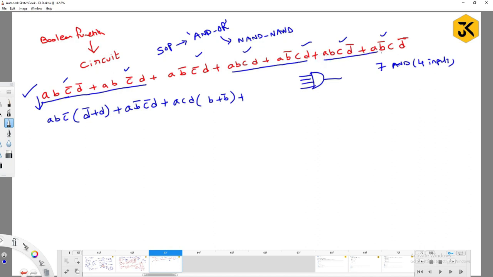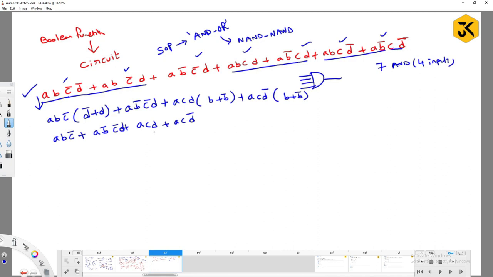From these two, can I take anything as common? A, C, D bar. If I take A, C, D bar, you get B plus B bar. Finally, you can write, right? D plus D bar means what? 1. So you get the expression A B C bar, A B bar C bar D, A C D, A C D bar. This is our next expression, right?